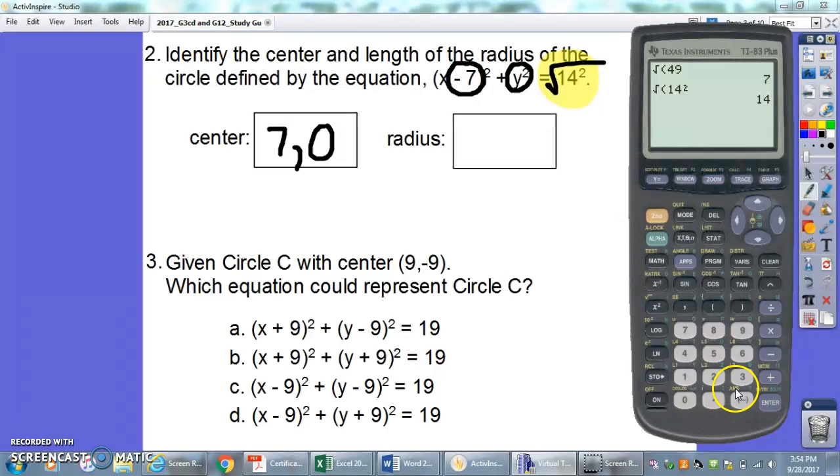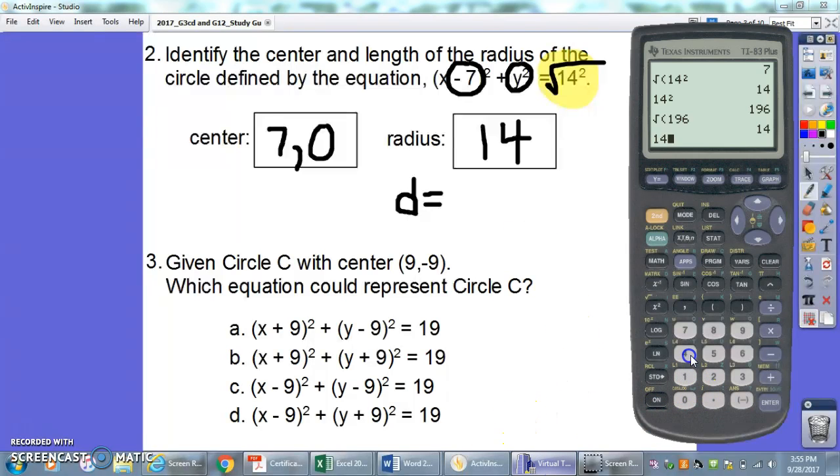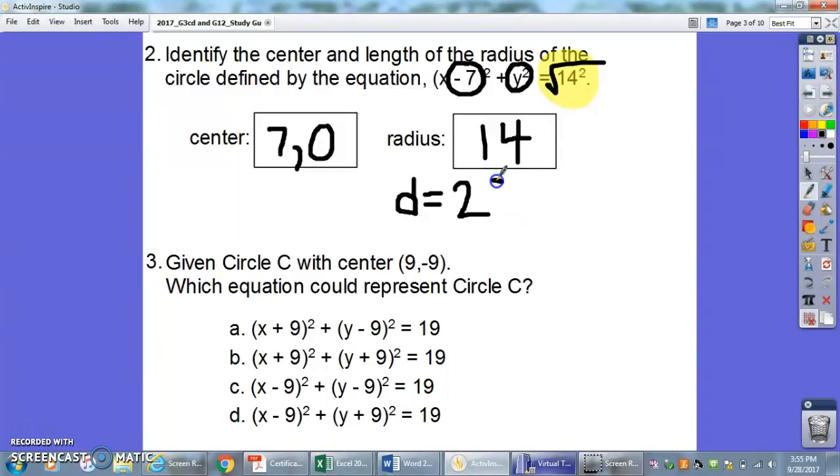Now, some of you guys are simplifying, so you're figuring out that 14 squared is equal to 196. And then you're taking the square root of 196. But that's going to give us the same thing, so it's really no difference. Alright, so the radius is 14. Good practice, so we're going to figure out what's the diameter. If our radius is 14, then our diameter would be double that. Okay, so I would just do 14 times 2 or 14 plus 14. Either way, it's the same exact thing. So our diameter for this one would be 28.